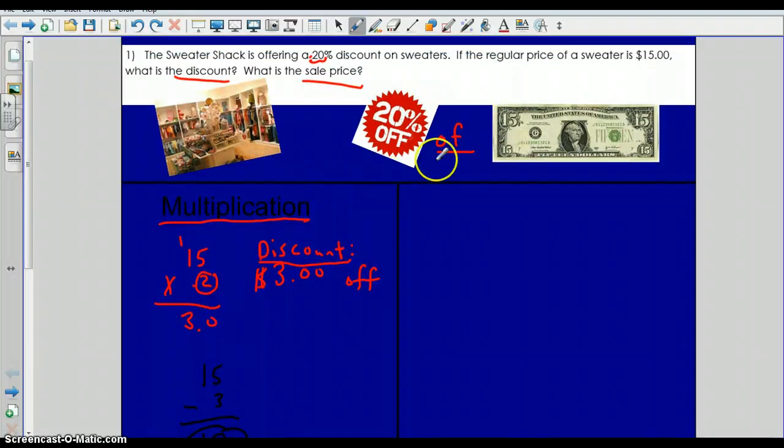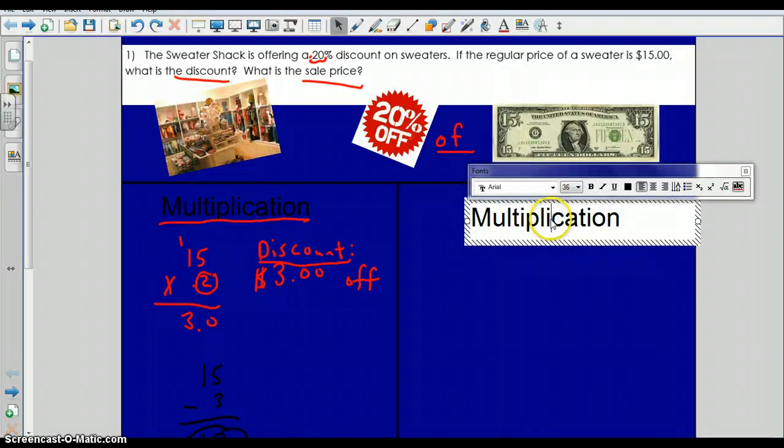All right, now let's talk about the second way of doing this. And the second way just goes right with the unit that we just finished. The second way of doing it is using proportions.